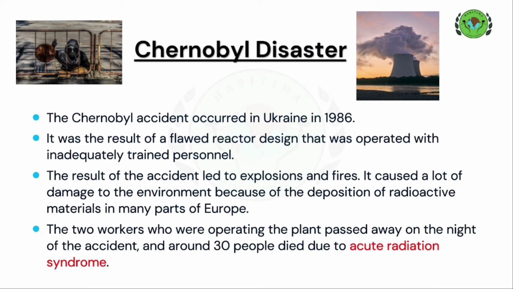It caused a lot of damage to the environment because of the addition of radioactive materials in many parts of Europe. The two workers who were operating the plant passed away on the night of the accident, and around 30 people died due to acute radiation syndrome.